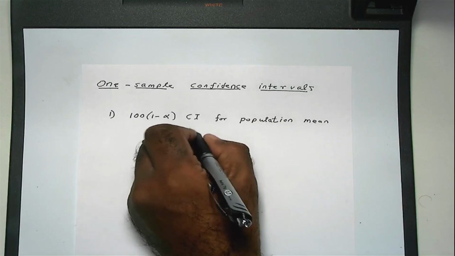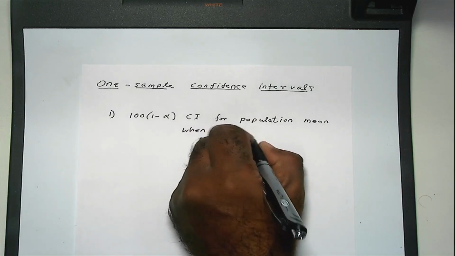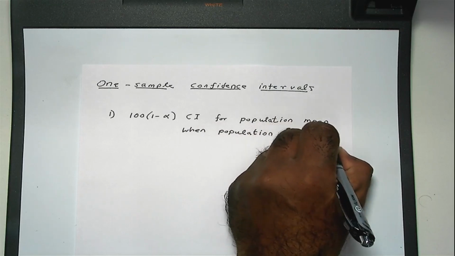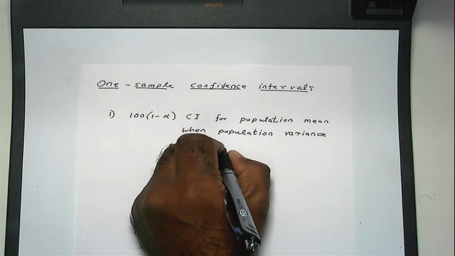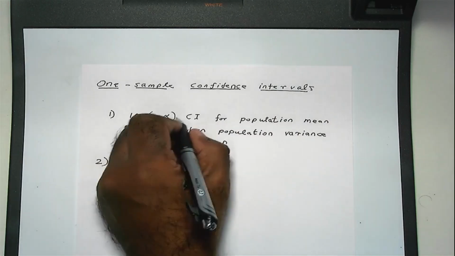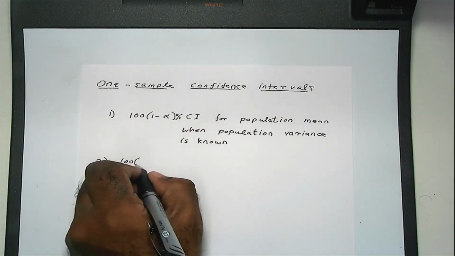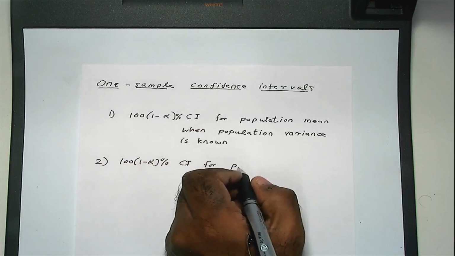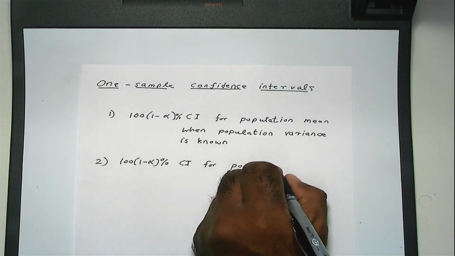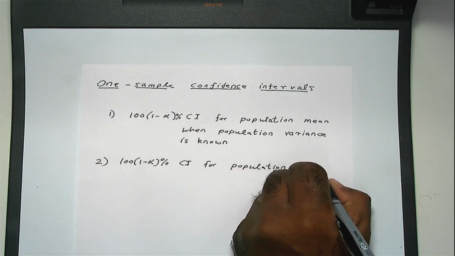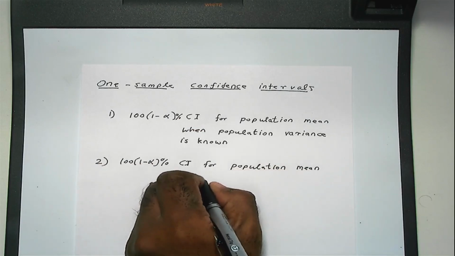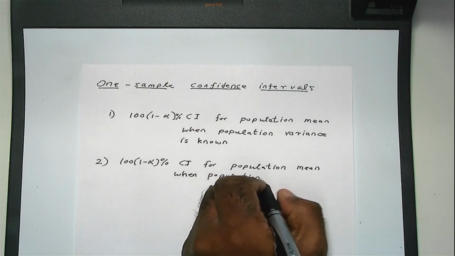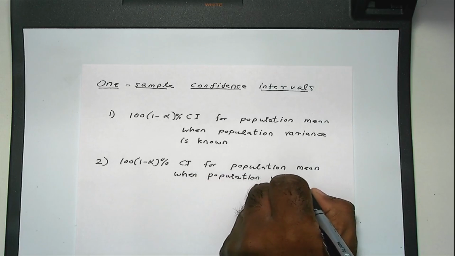When population variance is known. The second one I shall talk about is 100 times 1 minus alpha percent confidence interval for population mean when population variance is not known.